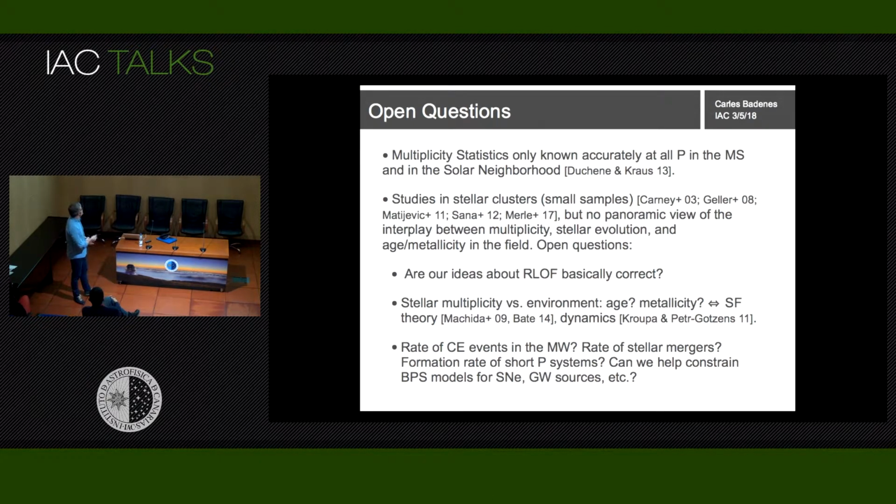Is there a connection to star formation theory? Star formation theory is another aspect that is not well understood from first principles, because it's very complicated. But people who run those models sometimes say that metallicity or environment should influence the way stars are formed and the way multiple star systems are formed. Is this true or not? And finally, what is the rate of common envelope events in the Milky Way? How often does something like this happen?